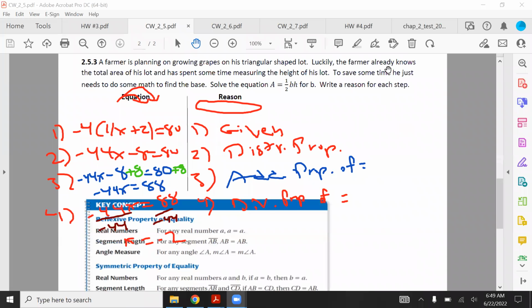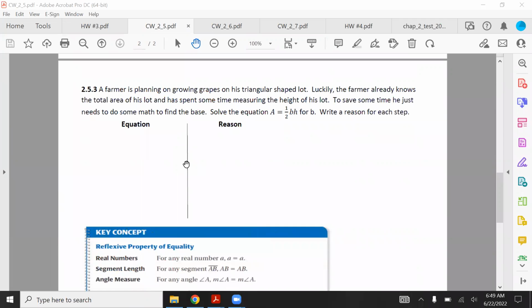Let's look at page 2 here. A farmer is growing grapes on his triangular shaped lot. The farmer already knows the total area of his lot and spent some time measuring the height of his lot. To save some time, he just needs to do some math to find the base. Solve the equation. Okay, so you have to isolate b. Well, I kind of know that I have to do a couple steps, but let's go and write this out.